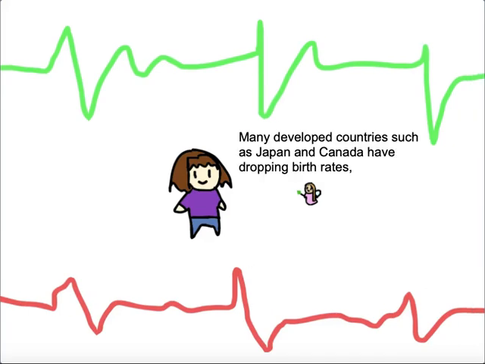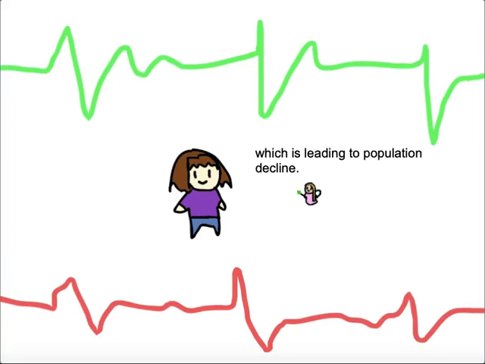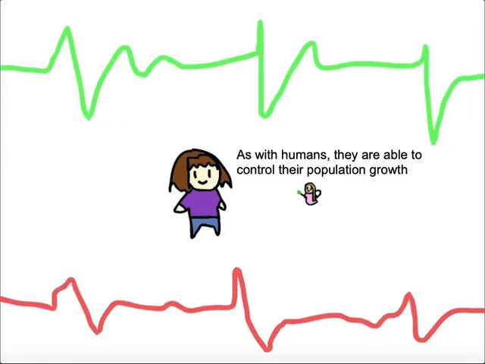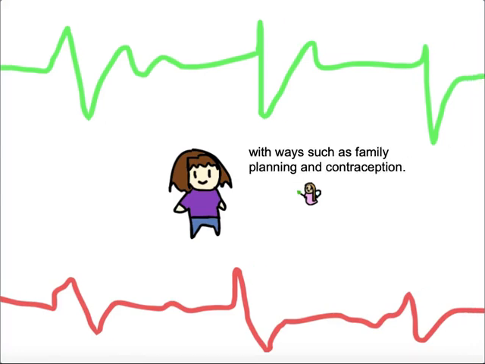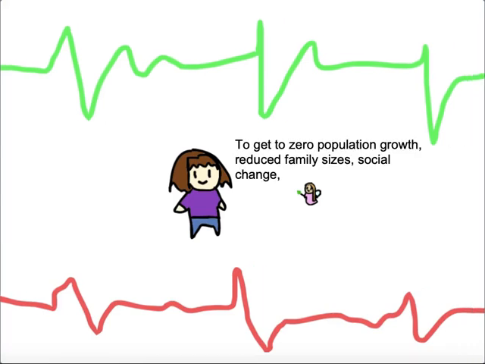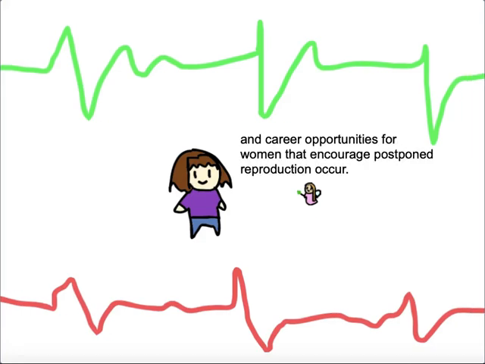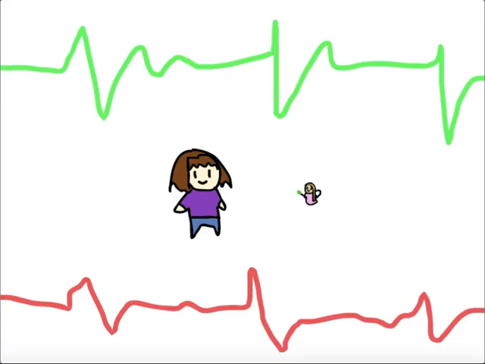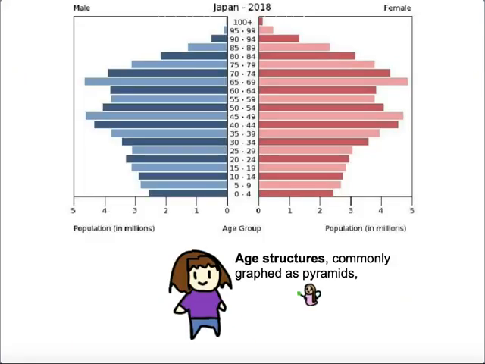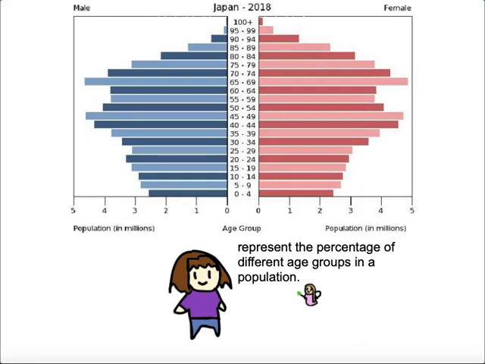Many developed countries such as Japan and Canada have dropping birth rates, which is leading to population decline. As with humans, they are able to control their population growth with ways such as family planning and contraception. To get to zero population growth, reduced family sizes, social change, and career opportunities for women that encourage postponed reproduction occur. Age structures, commonly graphed as pyramids, represent the percentage of different age groups in a population.